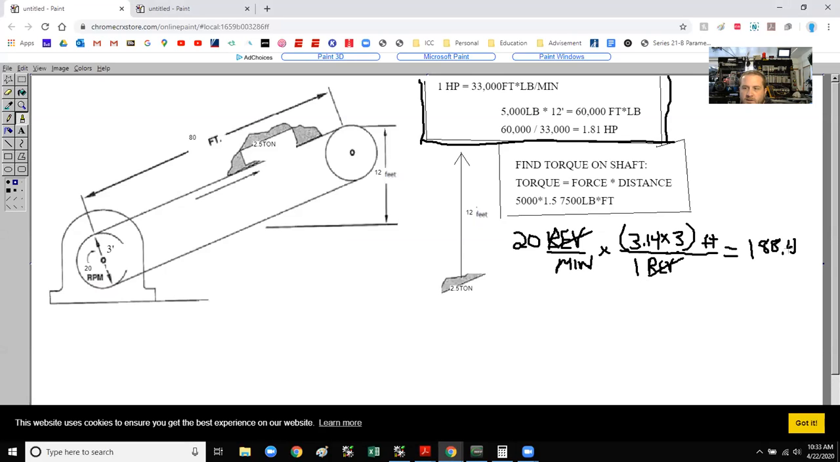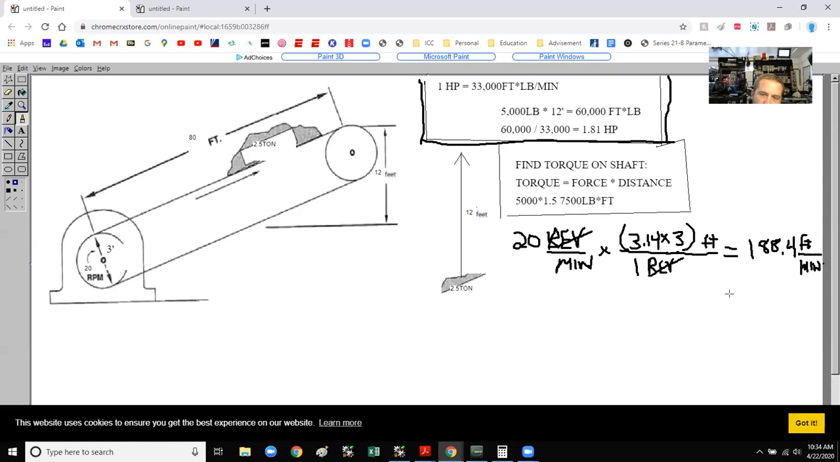Okay, and what's the units? Feet per minute. That's all we're left with. Okay, 188.4 feet per minute is what we're covering with that pulley. So how long does it take to cover the distance of lifting that thing 12 feet in the air?